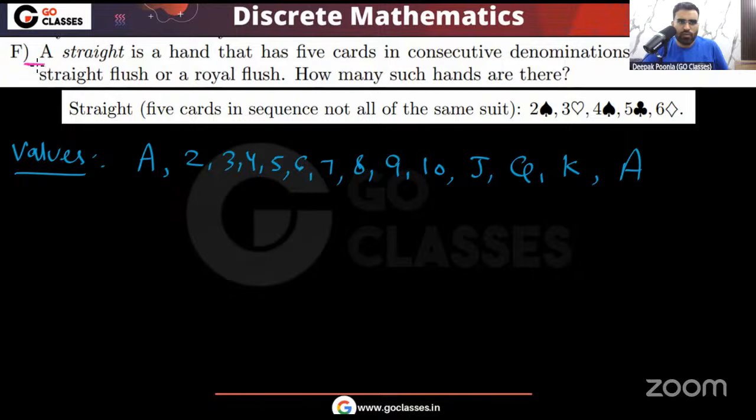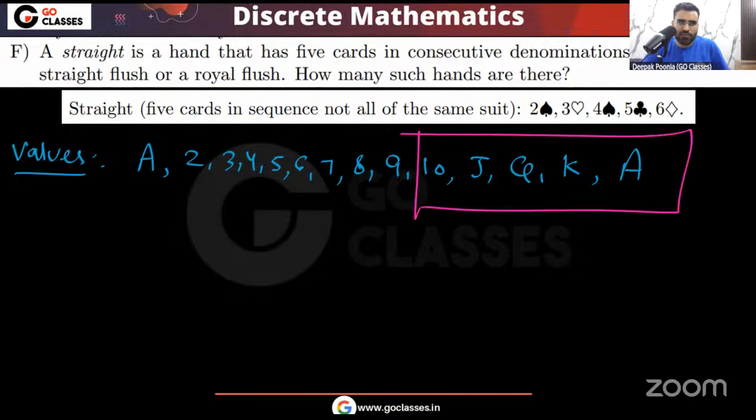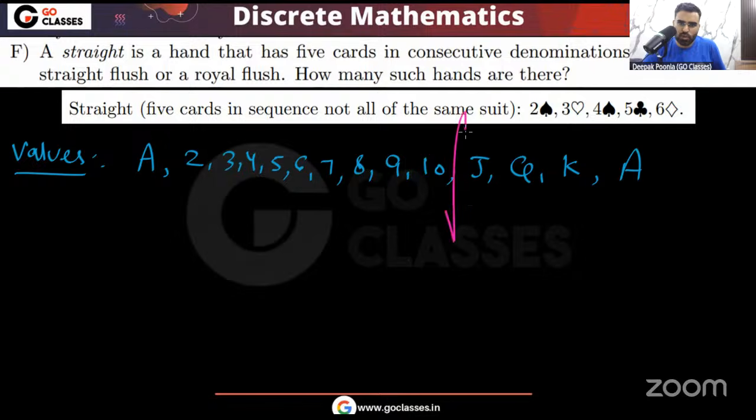Okay, so now we will count the number of straight poker hands. What is a straight hand? Straight poker hand is 5 cards in the consecutive denomination. If we are taking 5 cards in the consecutive denomination, then I can start with ace. If I start with ace, then these 5 consecutive denominations I can take. I cannot start with jack. If I start with jack, then I don't have 5 cards or 5 values, right? So I can start with ace. In the worst case, I can start with 10. If I start with 10, then I can take 5 values. Okay, but I cannot start with jack.